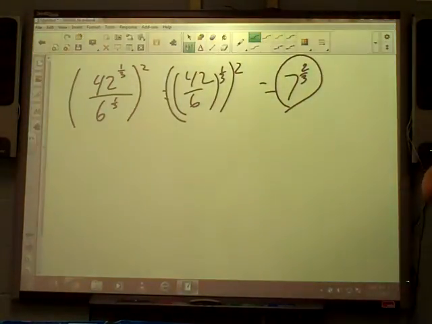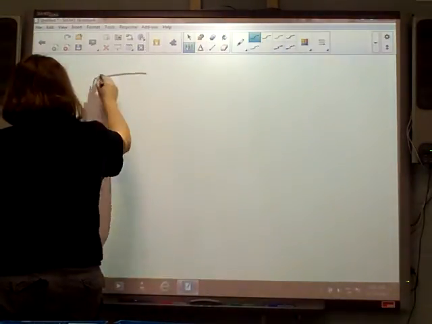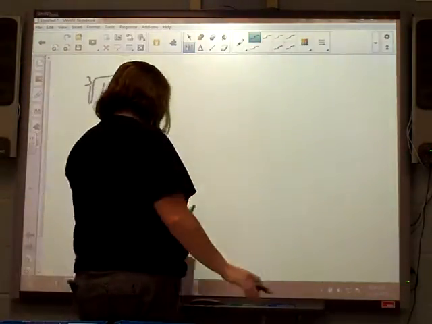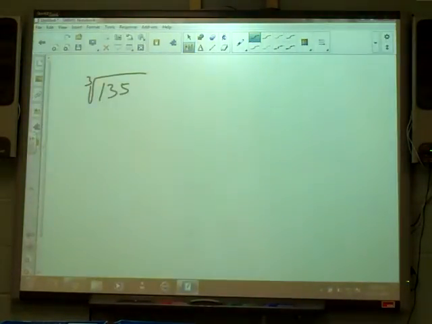Alright, gonna look at some radicals now. Alright, we got the cube root of 135. Directions say to write that in simplest form. First off, is that a perfect cube? Does it come out as a whole number if you do the cube root of 135 on your calculator? No. So what we have to do then is find the biggest perfect cube that will go evenly into 135.